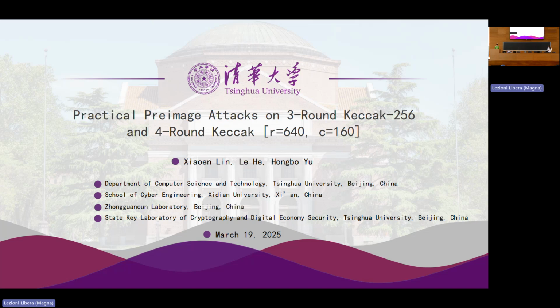Okay, so the last talk of this session, it's practical pre-image attacks on 3-round Keccak-256 and 4-round Keccak with r = 640, c = 160. And the talk is given by Xiaowen Lin. Thank you very much. Thank you for your introduction.